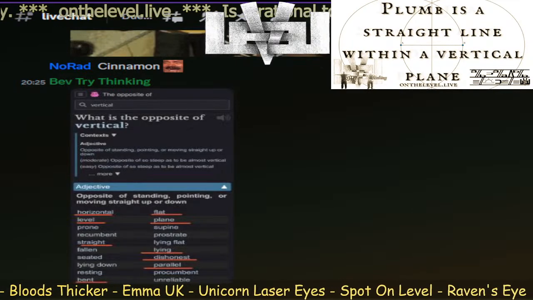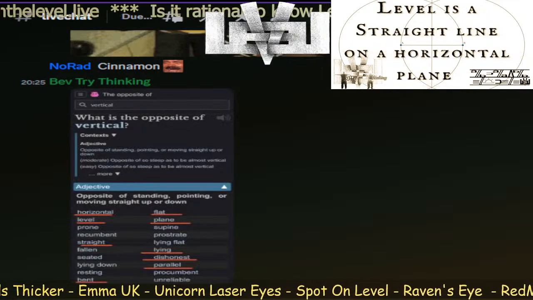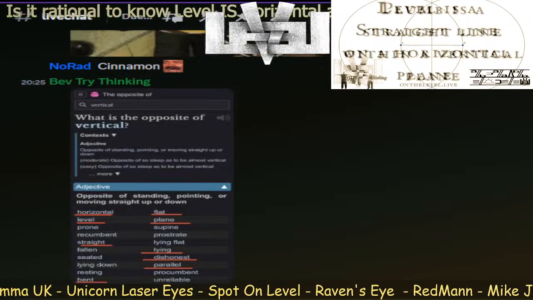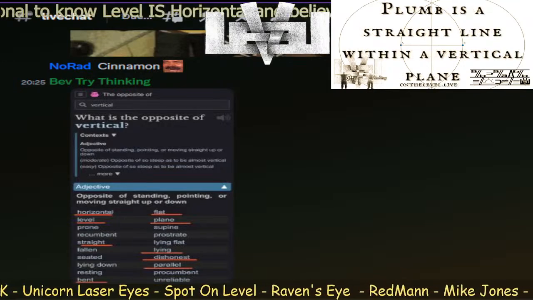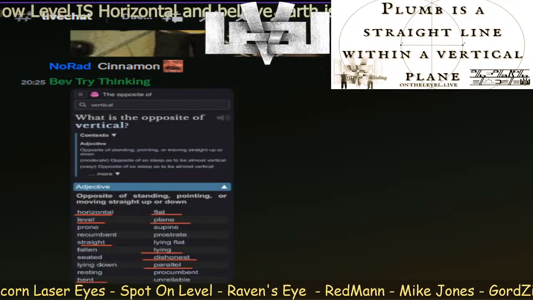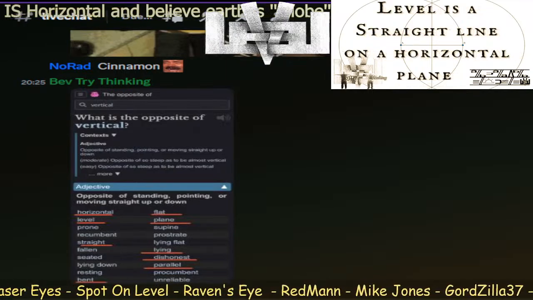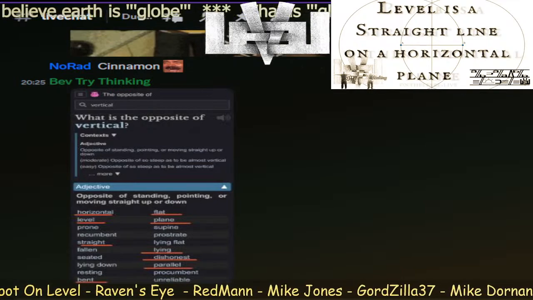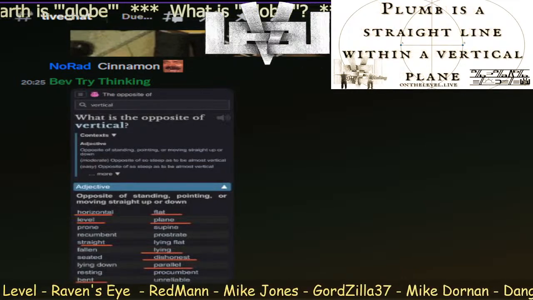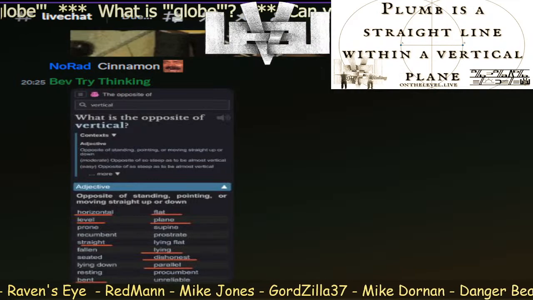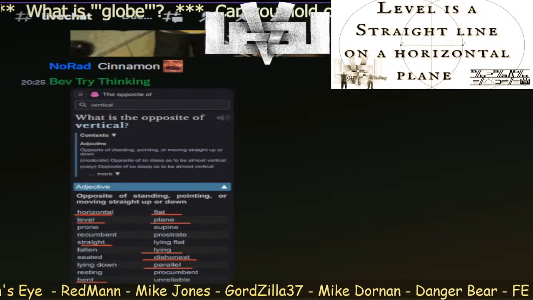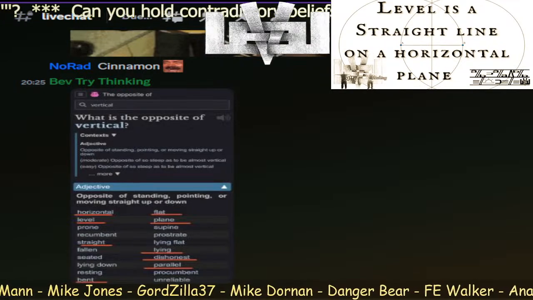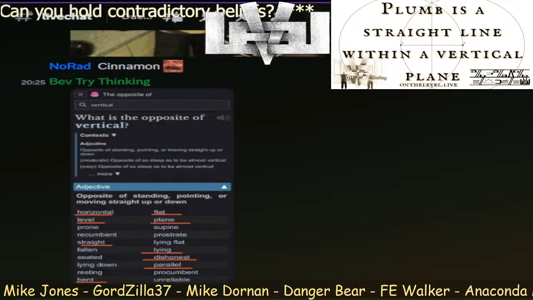Lying. Dishonest. Okay, but this is like vertical, but this is opposite of standing. So lying would be opposite of standing. Okay. Bent, I don't know why bent is opposite of standing.